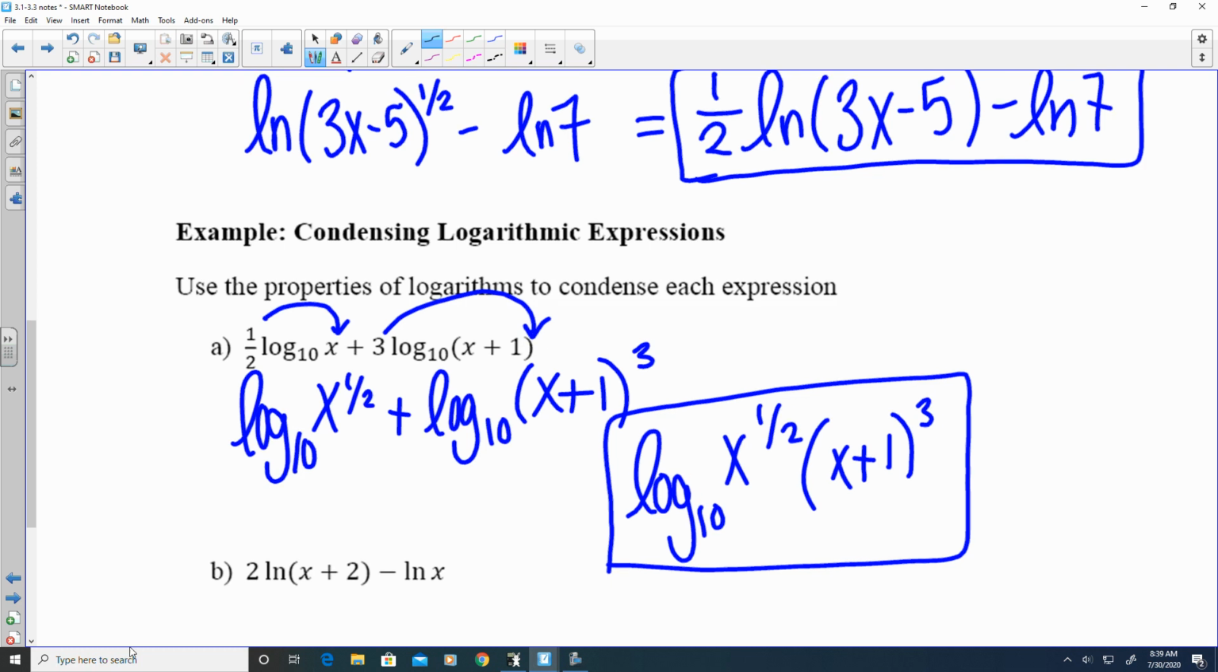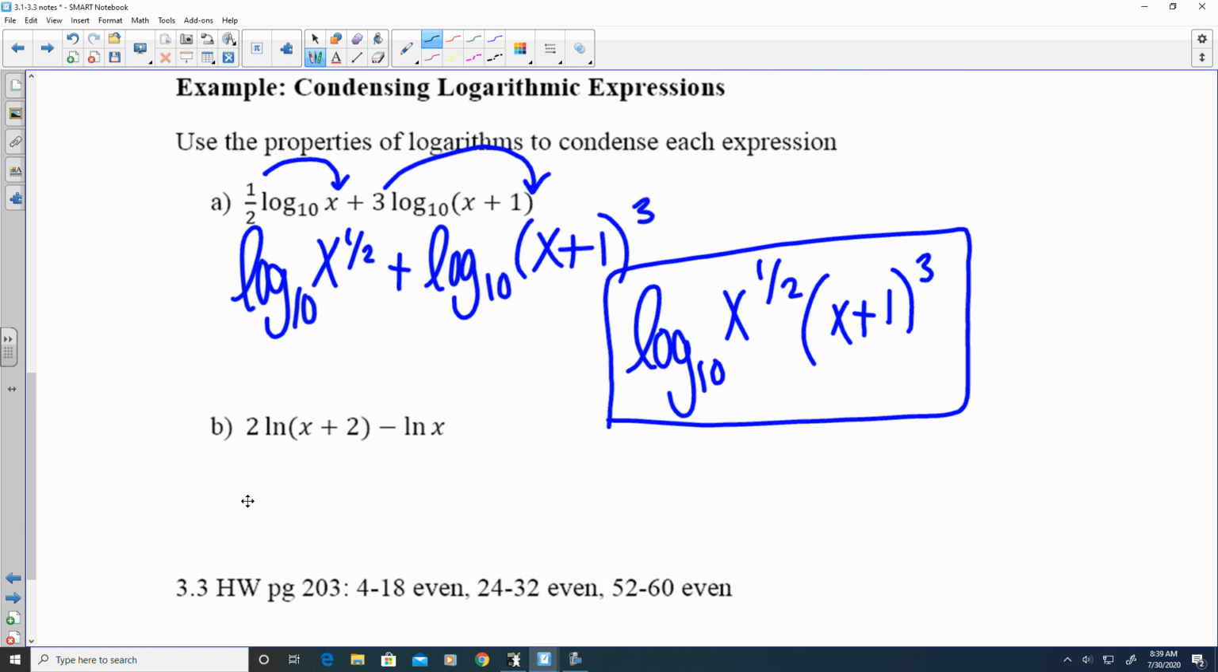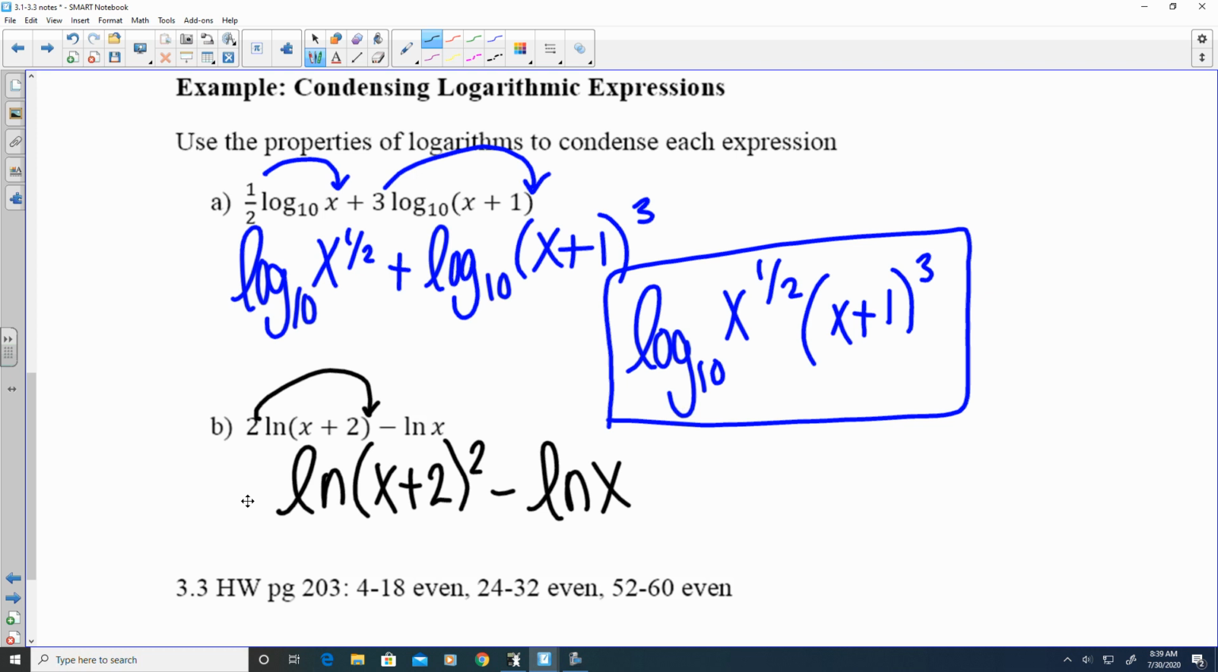And one more condense. That 2 tells me, okay, that's going to be an exponent here. Let's just do that first. And then I see that subtraction. And subtraction would have come from if they were divided in the first place. So when I work my way back here, okay, so I'm going to have the x plus 2 squared divided by x.